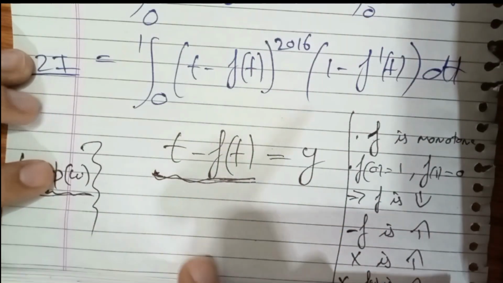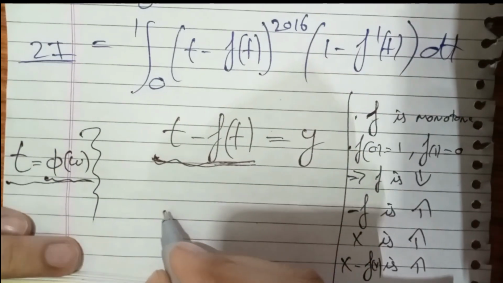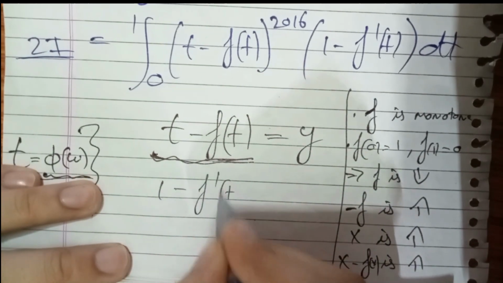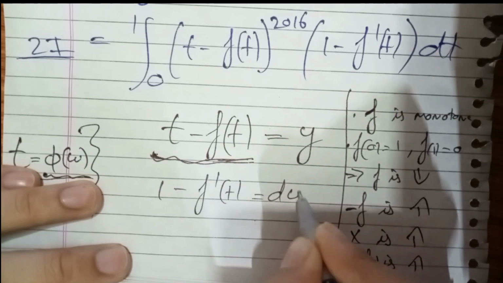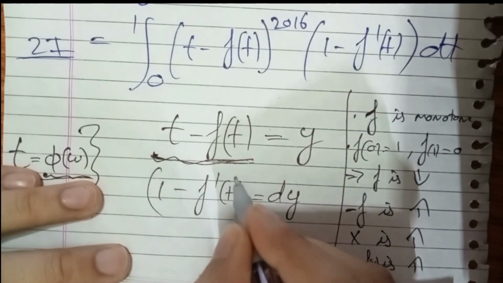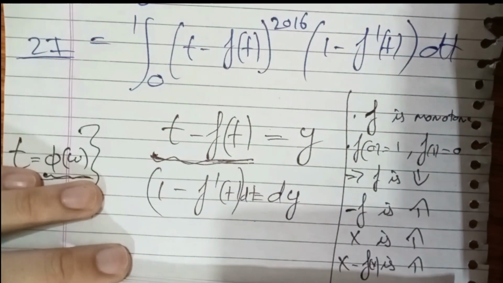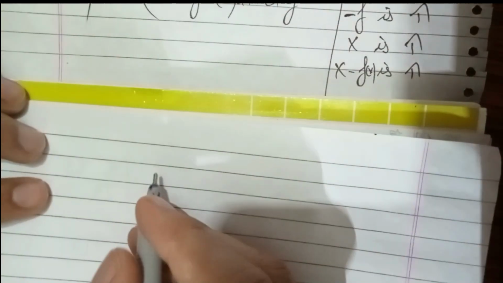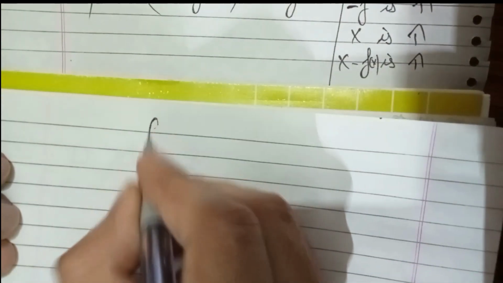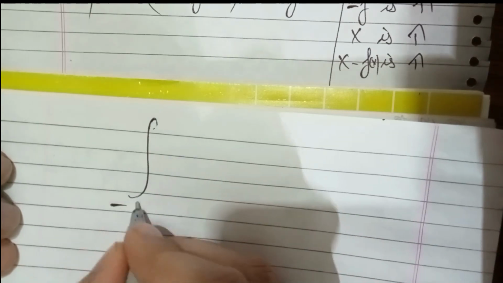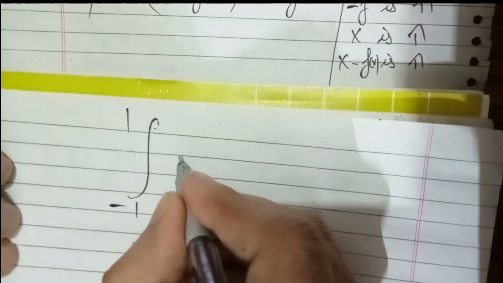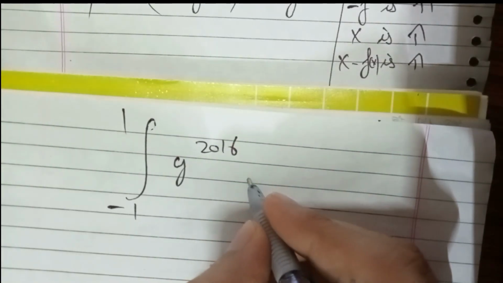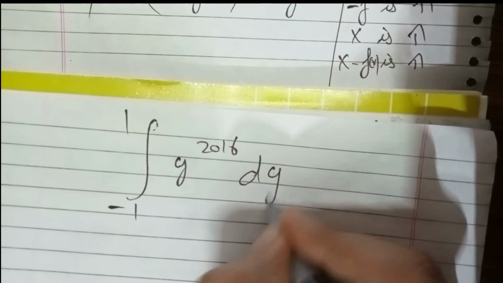Since this substitution is valid, if I differentiate it, I'll be left with this, and from here on it's easy, right? I'll have dt here as well. So now if I proceed, the integral will convert to minus the integral from minus 1 to 1 of y to the power 1 by 16, dy.